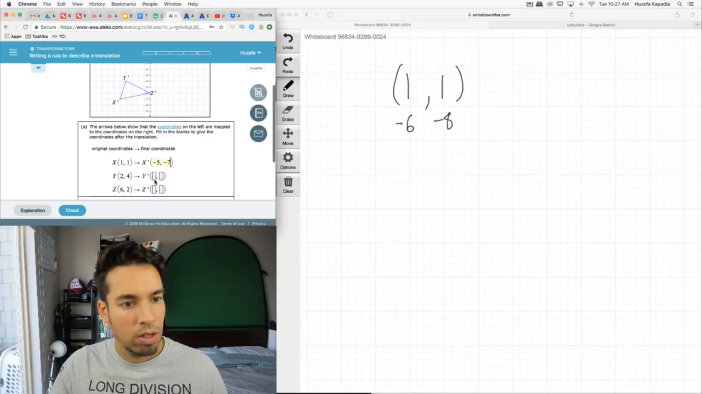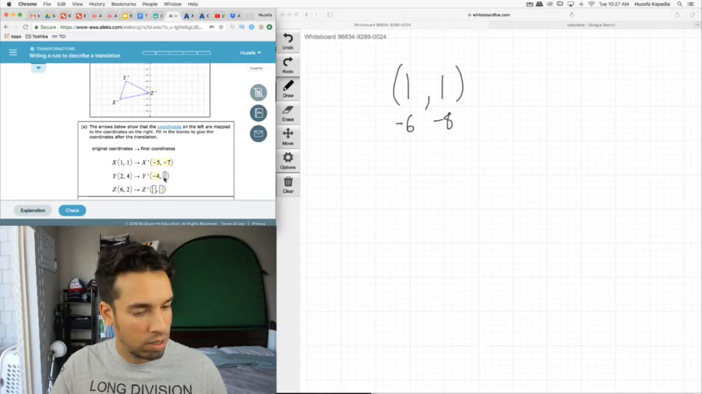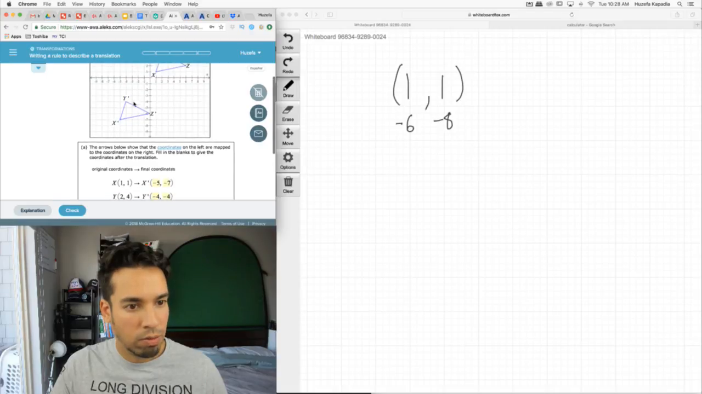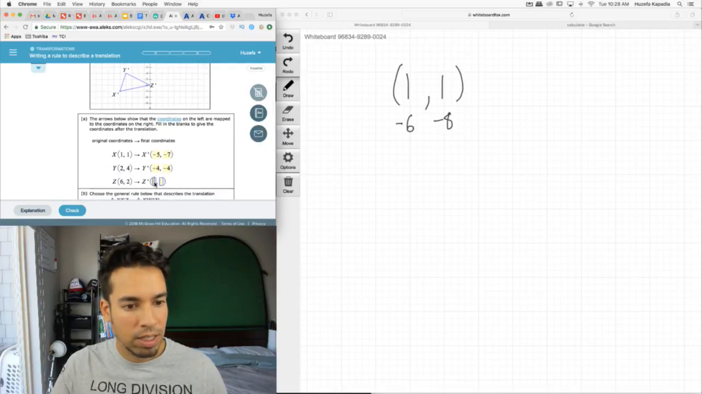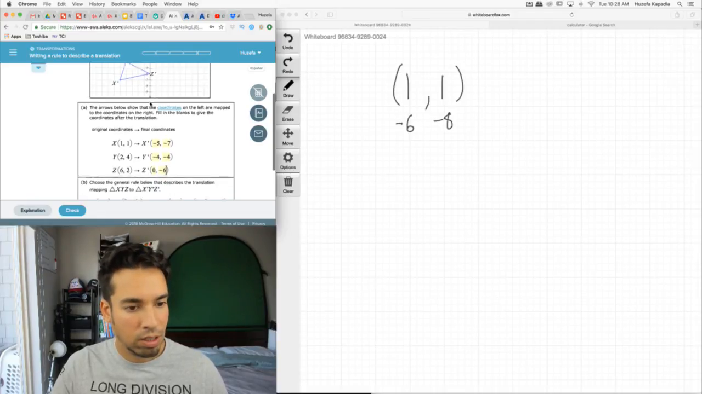Same thing, (2, 4). The new x becomes, if we're subtracting 6, -4. Subtracting 8 from y becomes -4. And we can probably see that right here, -4 and -4. And then last but not least, Z, I'm again subtracting 6 from the 6, which is 0. And then I'm subtracting 8 from the 2, which is -6. And we can see Z is (0, -6).